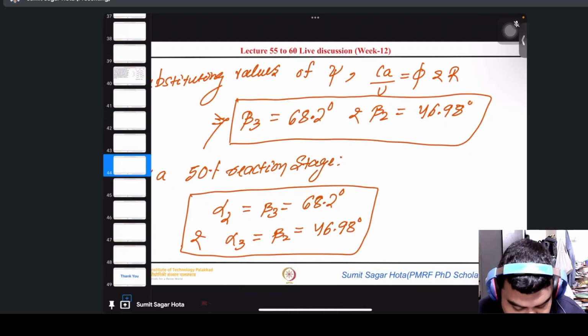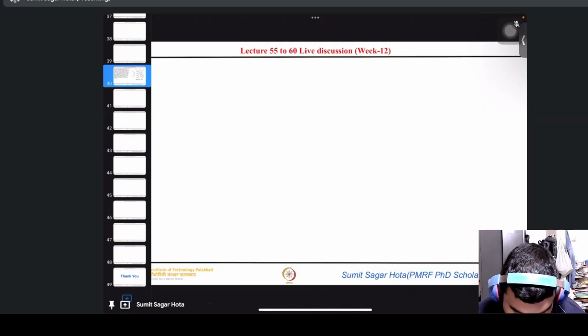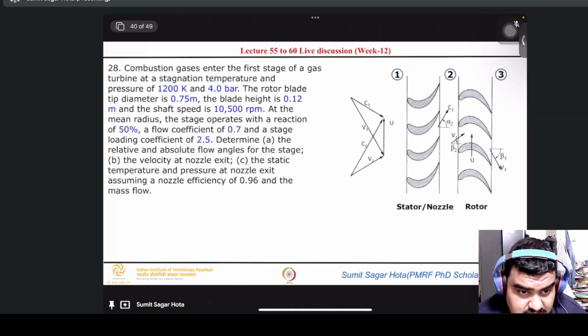Okay, so next is the velocity at the nozzle exit. We find out the relative and the absolute flow angles alpha 2 and alpha 3, which is also equal to alpha 2 equal to beta 3 and alpha 3 equal to beta 2. All these things we just found out: beta 3, beta 2, as well as alpha 2 and alpha 3, the absolute and relative flow angles we already found out.